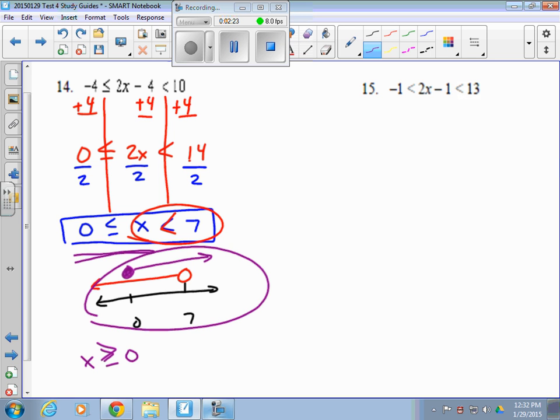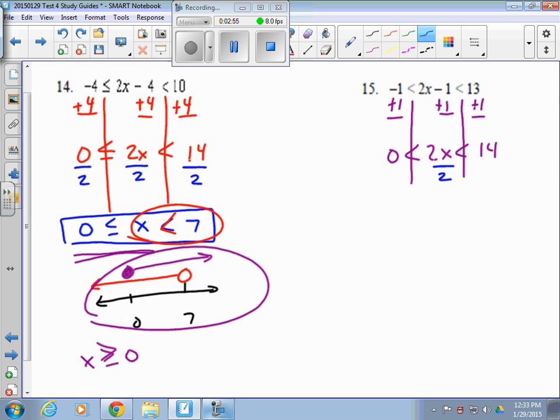Again, number 15, a left, a middle, and a right. You're going to do it the same way as number 14. Undo minus 1 by adding it to the middle, add it to the left, and add it to the right as well. Negative 1 plus 1 is 0 again. Negative 1 plus 1 cancels out, leaves you with 2x. 13 plus 1 is 14. This comes out to be almost the same problem. It's definitely going to graph the same way. There was no reason to reverse the symbols. All we did was add 1 to both of them. So leave them just like that. Both of them saying less than.